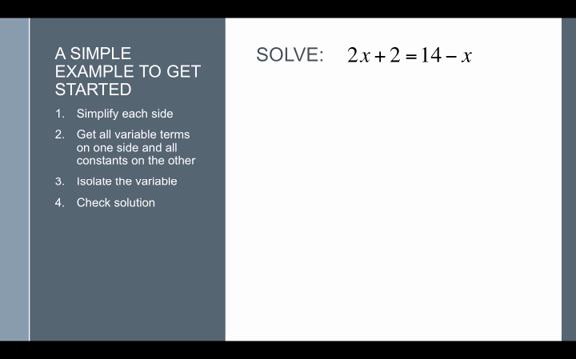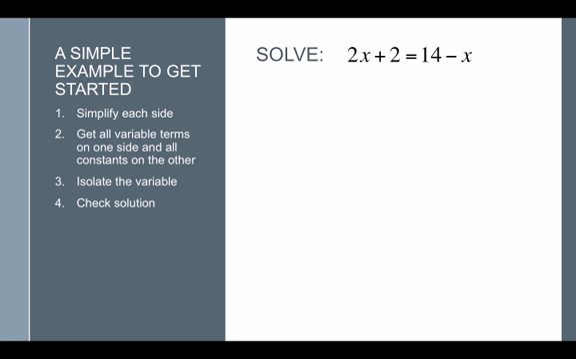Let's look at a simple example just to get us started. Over here on the left-hand side of the screen, I've given you a step-by-step recipe, if you don't remember working with linear equations and solving for an x or some other specified letter. The first step is to simplify each side. So when we look at 2x plus 2 equals 14 minus x, are there any terms that we can combine simply on the left side or simply on the right side? Well, we don't.